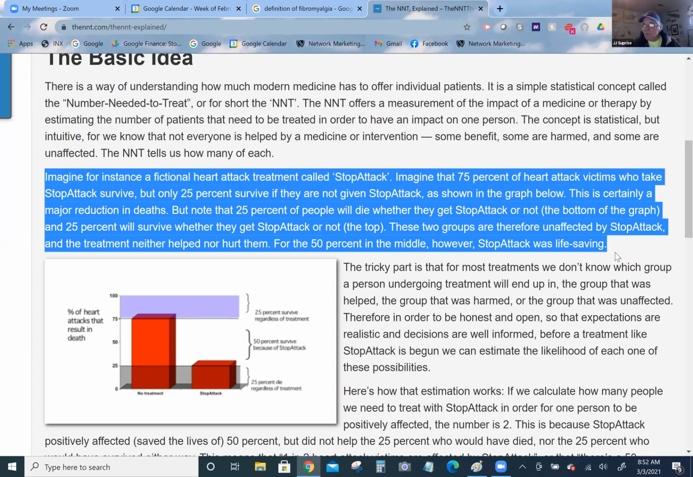I would say they want 100. Yeah, they want a high number, so they could sell it to a lot more. But in actuality, hey, if I take that pill, that's going to stop my heart attack, right? Exactly. You want a low NNT.